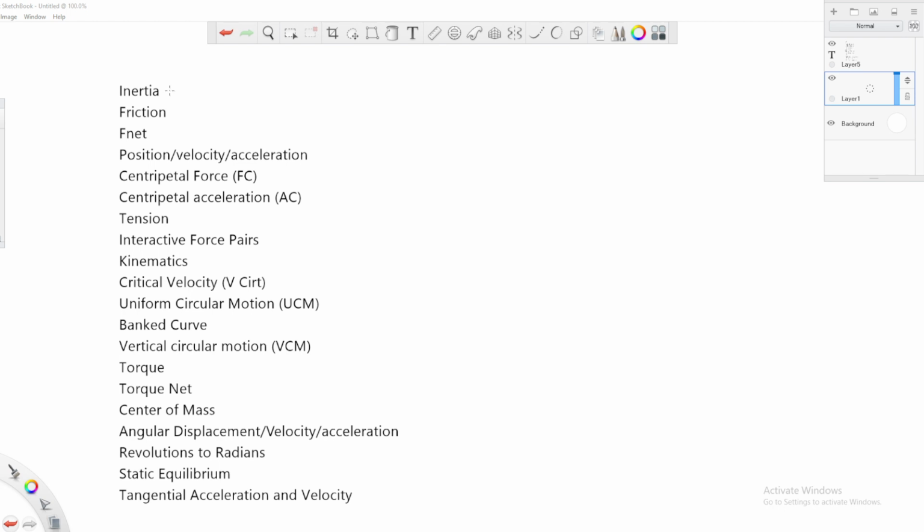So we'll start off with inertia. All you need to know about inertia is as mass increases, inertia increases. That is due to the force needed to move the object increasing, causing inertia to be greater. But remember, inertia is not a force.